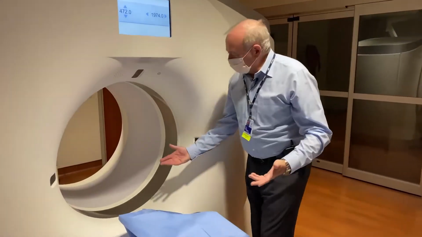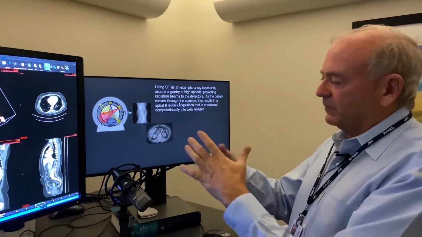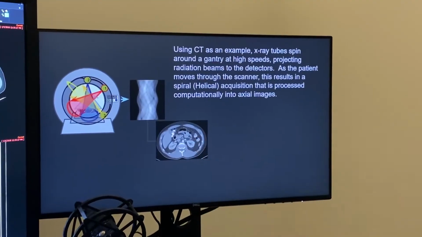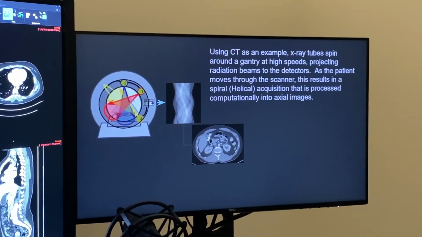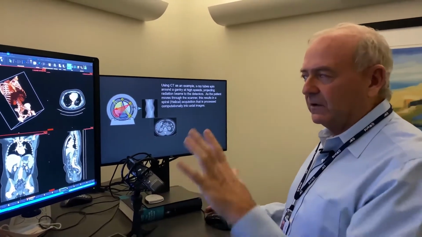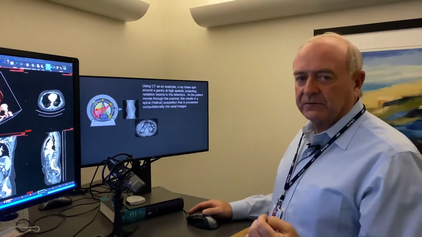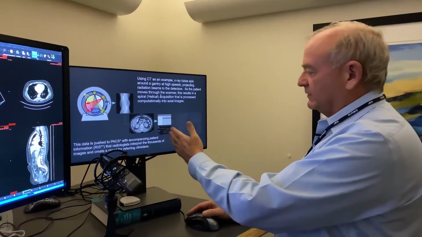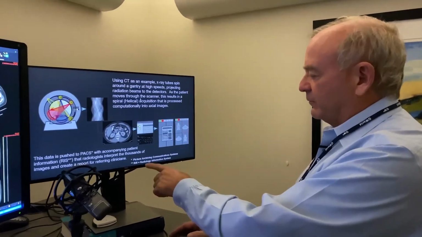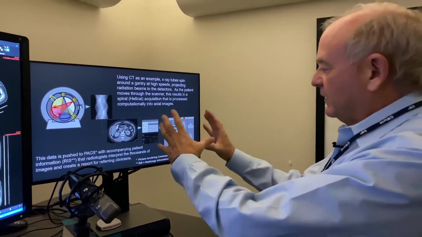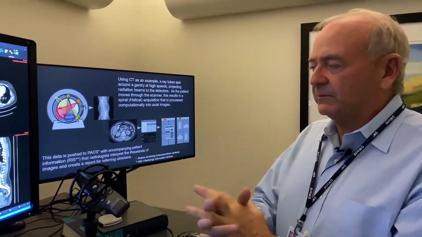Then, as the patient moves through, it creates a spiral acquisition of the data, which is then processed into axial slices, typically, which we can also push as coronal or process into sagittal or the other fancy multiplanar volume rendered types of things. But as they get into PACS, it goes into RIS as well. Pretty much picture archiving communication system and radiology information systems, where then we're viewing in PACS, which we've seen here.